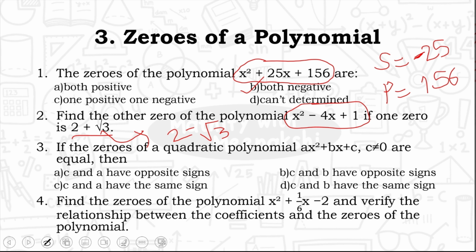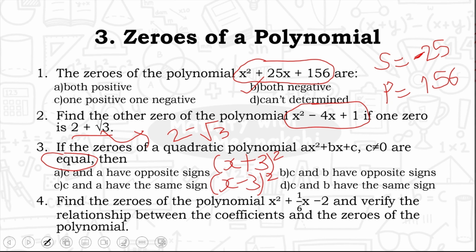Let's move to the third question. If the zeros of a quadratic polynomial ax² + bx + c, where c is not zero, are equal. Here they gave you that the zeros are equal. So just take one example. I can say (x + 3) whole square. Here both the zeros are minus 3. Or I can take (x - 3) whole square. Here both the zeros are positive 3.